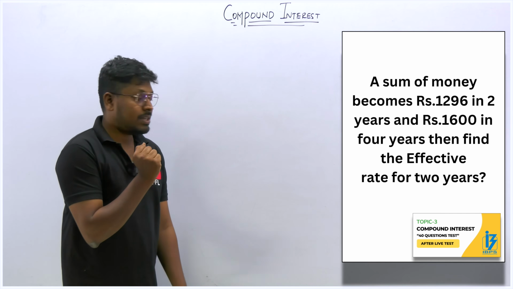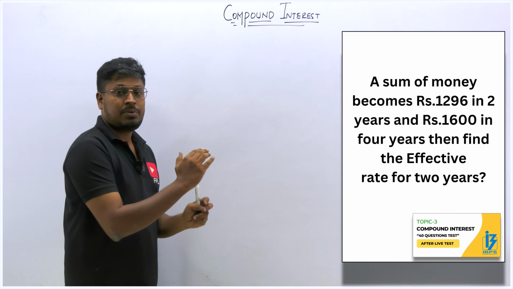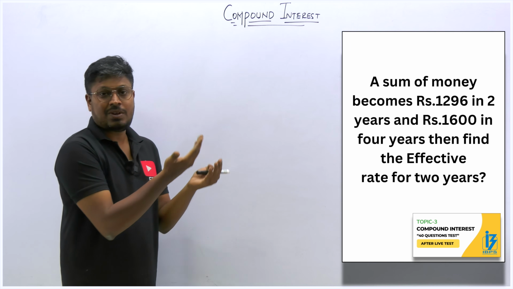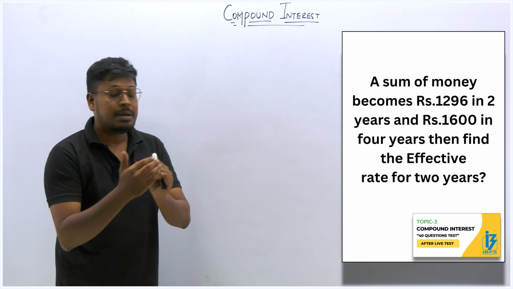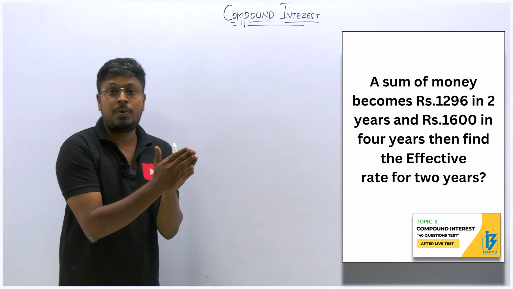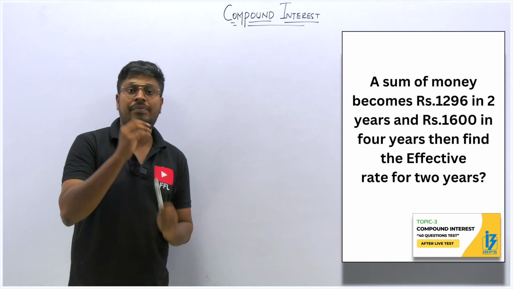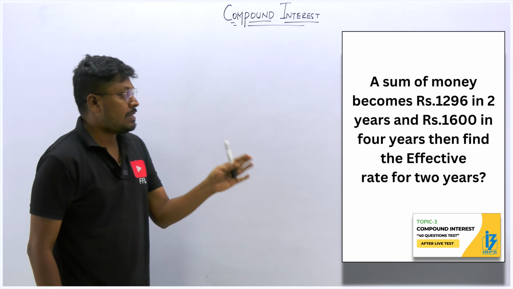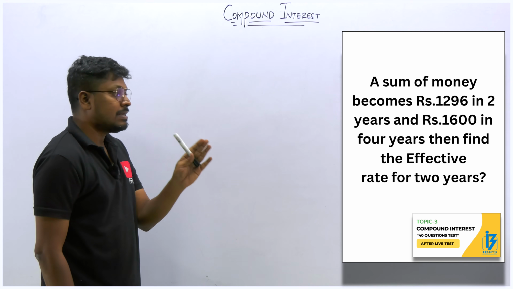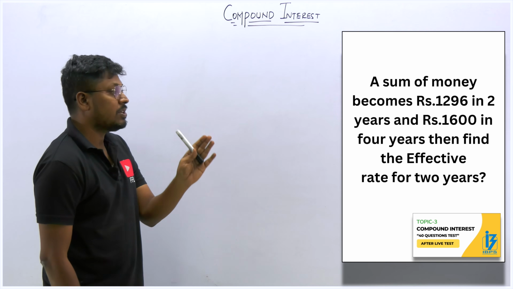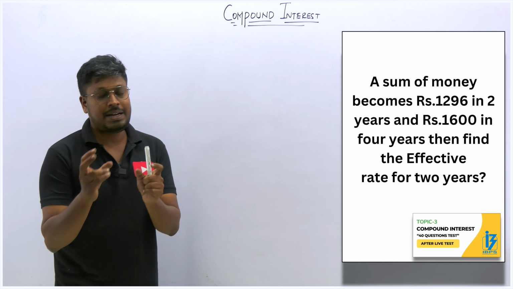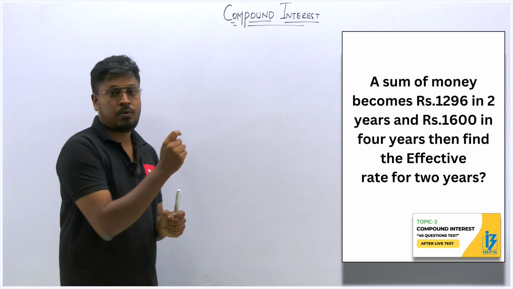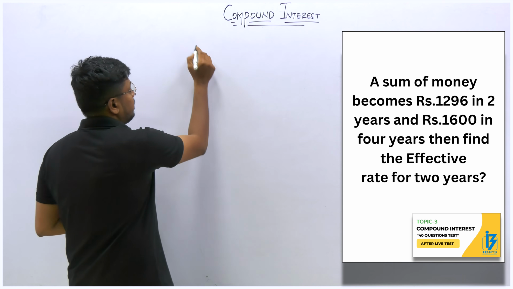So next question, and this question is similar to the question we solved in the previous concept, T1 years, T2 years. But in the previous question we found the principal. In case we need to find the rate of interest, I will tell you how to find it, right? A sum of money becomes 1296 in 2 years and 1600 in 4 years. So two different data have been given, T1 year that is 2 years, T2 year that is 4 years. So the overall amount has been given.